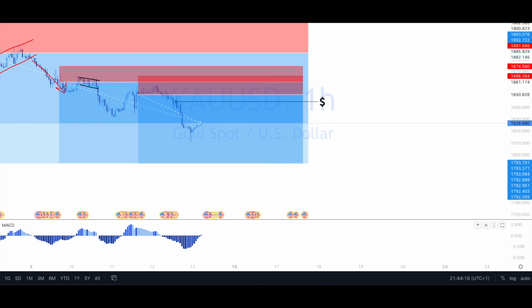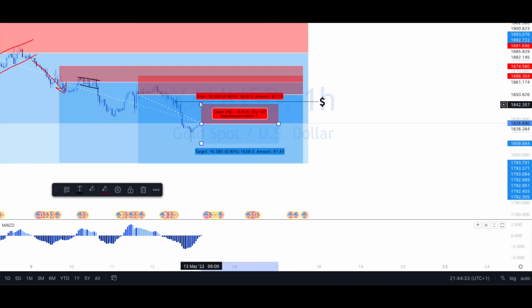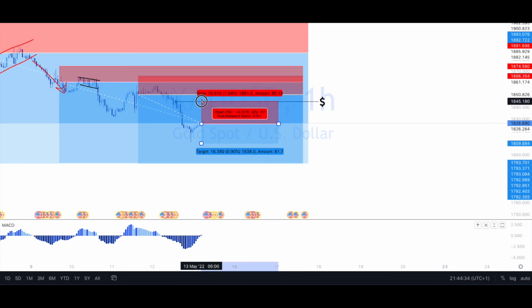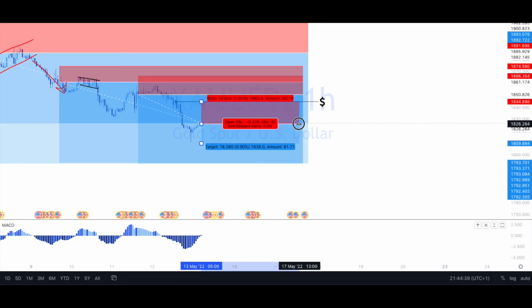Okay, now I'm getting greedy. All right. So you know what? We're gonna bring in another sell. This is our TP level. It doesn't matter if we lose this trade.